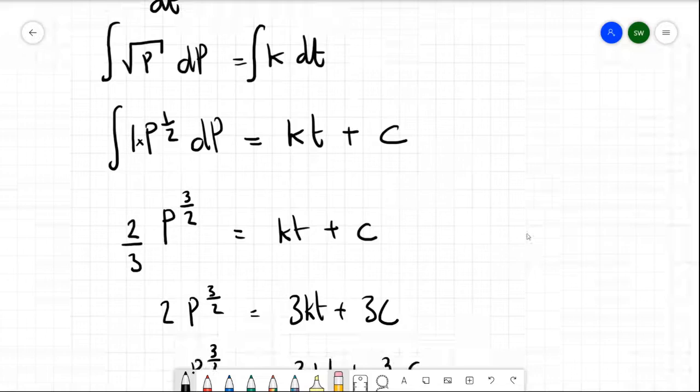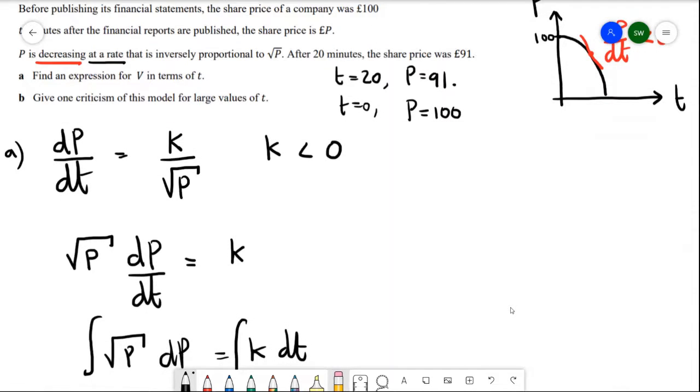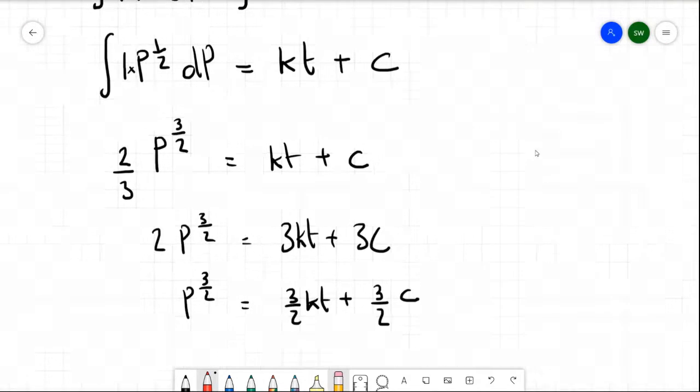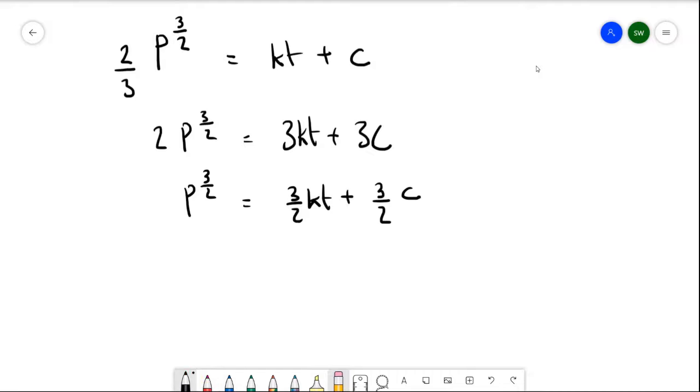Now you could just sub in what we know: when t equals 0, P equals 100, and when t equals 20, P equals 91. But we can make our lives easier because 3 over 2 times k is just another constant. So we might as well write that as at, where a equals 3 over 2 k. And same here, 3 over 2 times C is just another constant, so we might as well call that b. So b equals 3 over 2 C.